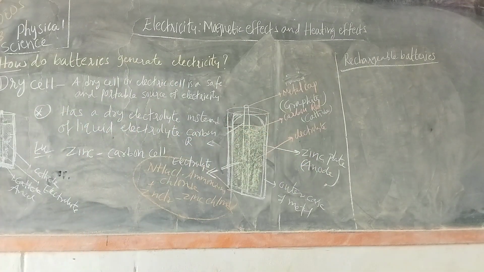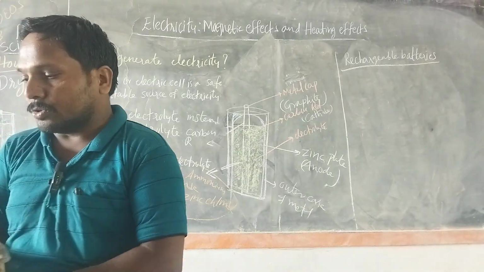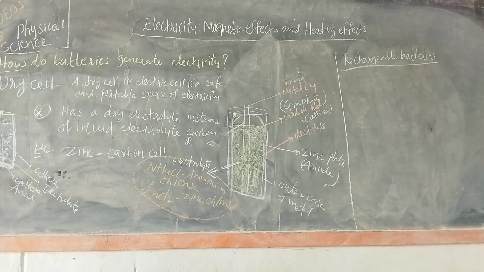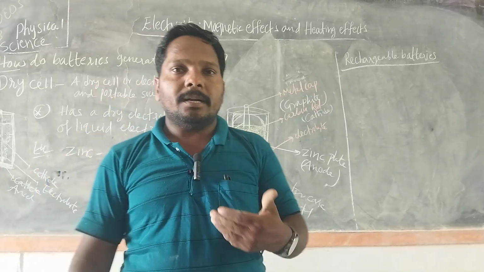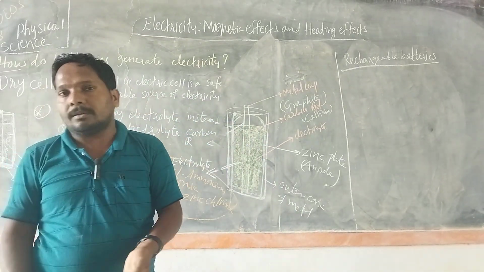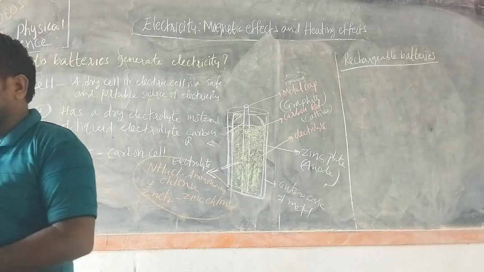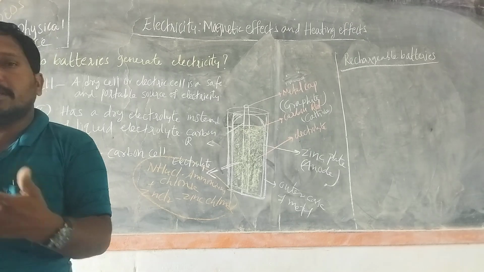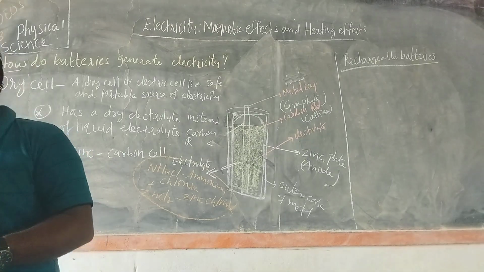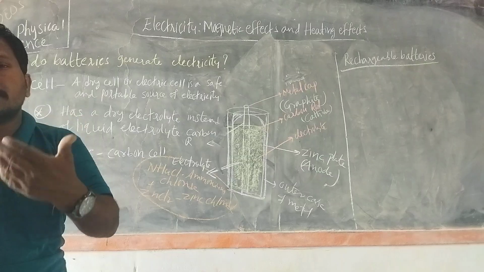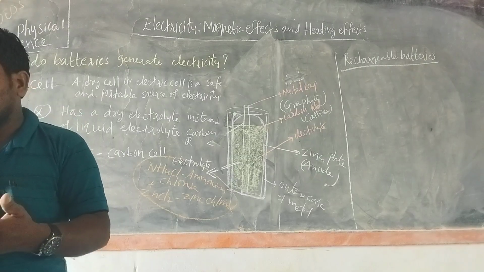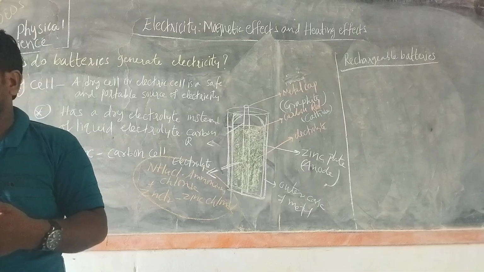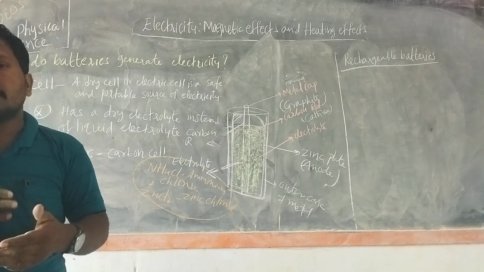A dry cell, as we know, is for single use only. Once it is finished, we must use a new one. Once the chemical energy is used up, it will not work, and we should replace it with a new one. But nowadays rechargeable batteries are used in our day-to-day life. Different rechargeable batteries are there, with different types of electrodes and electrolytes.